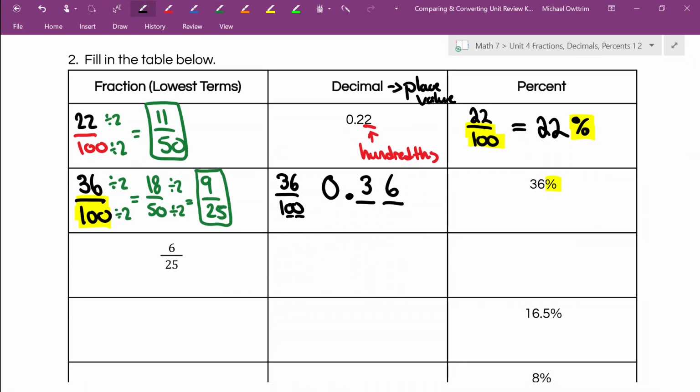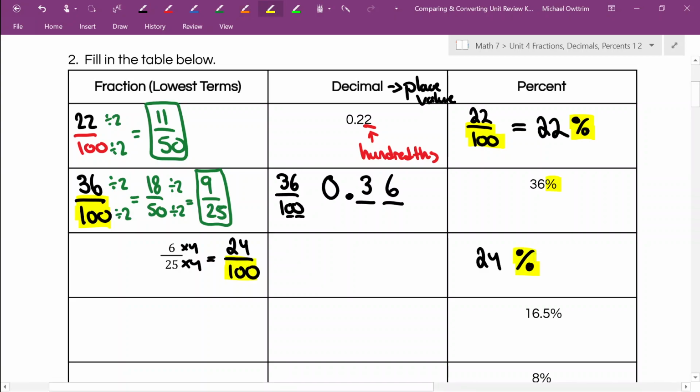With my 6 out of 25, I want to multiply to make 10, 100, or 1,000 on the bottom. I'm going to multiply top and bottom by 4 to get the equivalent fraction 24 out of 100. Since I am out of 100, I know that that will be 24% as well, replacing my out of 100 with my percent sign. And in terms of my decimal, I know that since I'm out of 100 with 2 zeros on the bottom, my decimal will reach 2 places after the dot, and I fill in my 4 and my 2 from the top.